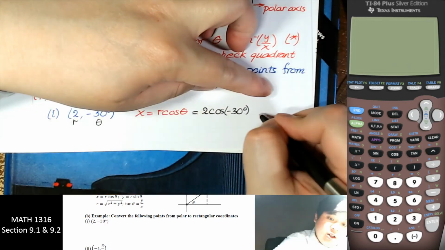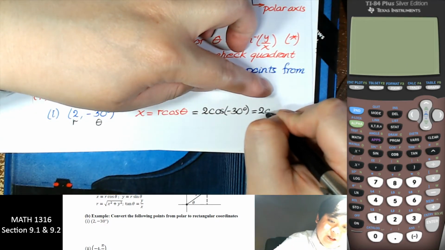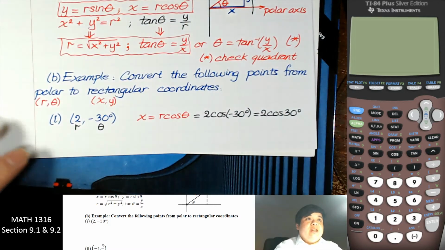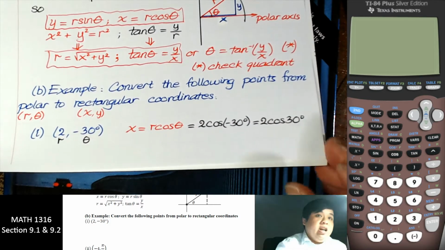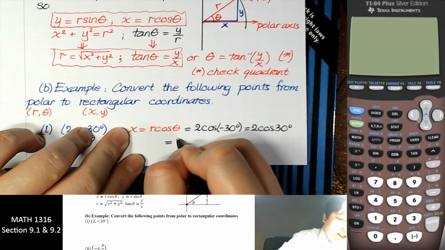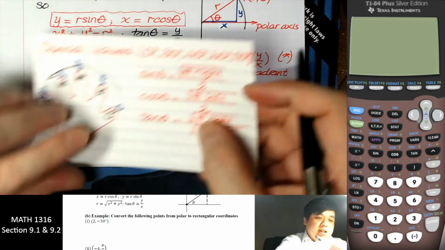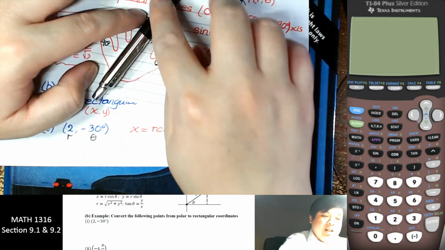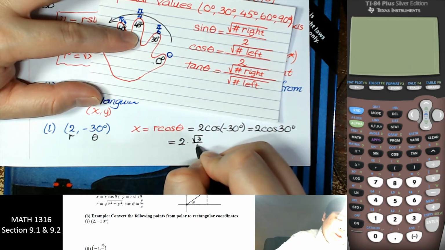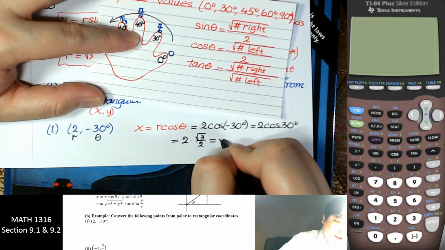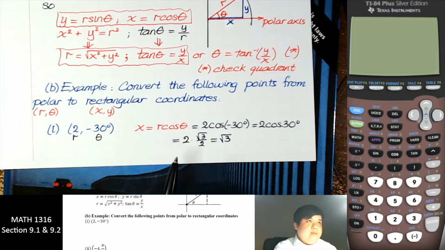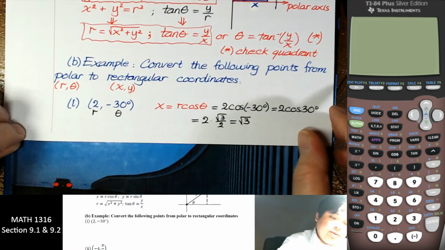Cosine is an even function. Cosine of negative is the same as cosine positive. Just take the negative away because cosine is an even function. And cosine of 30 degrees, 3 fingers on the left, square root of 3 over 2. So we have square root of 3. That is x.